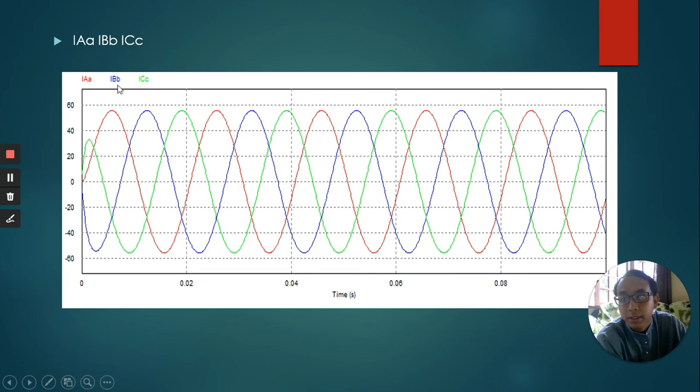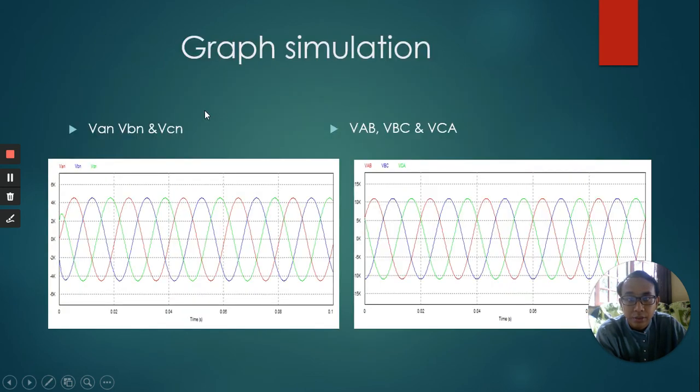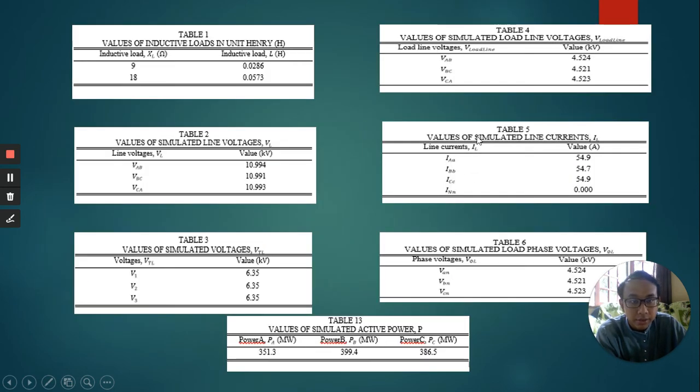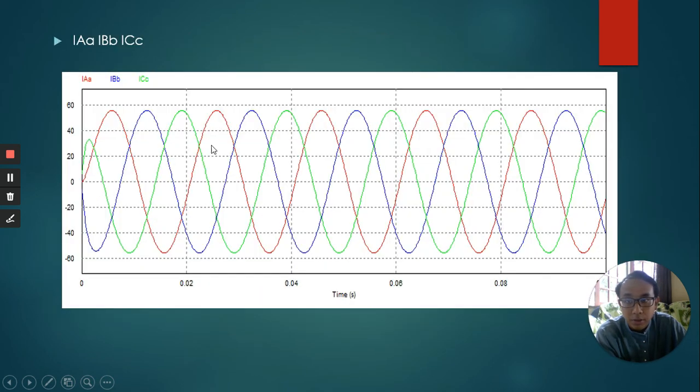For the line current, IAA is red, IBB is blue, and for ICC is green. You see that? The current is 54.9 ampere. So you can see that from here, 54, 54, 54.